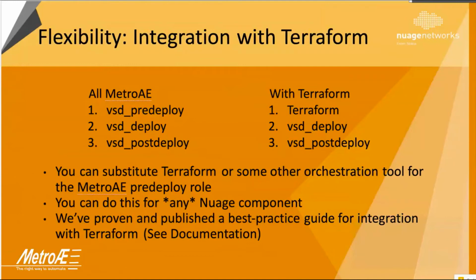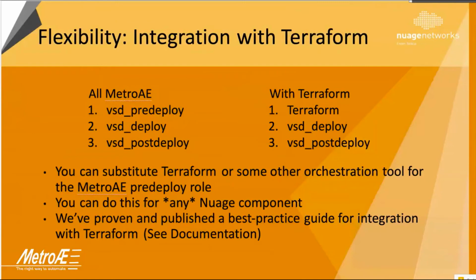At the very top of the slide, in the orange area, you see on the left, it says all MetroAE. So the fundamentals of the way Metro works is that there's a pre-deploy step, a deploy step, and a post-deploy step. The pre-deploy step is responsible for checking prerequisites and instantiating any VMs. The deploy step is responsible for doing things like doing a yum update on the VSD, installing the VSD software, creating certificates, and so on. And then the post-deploy is kind of a sanity/health check.